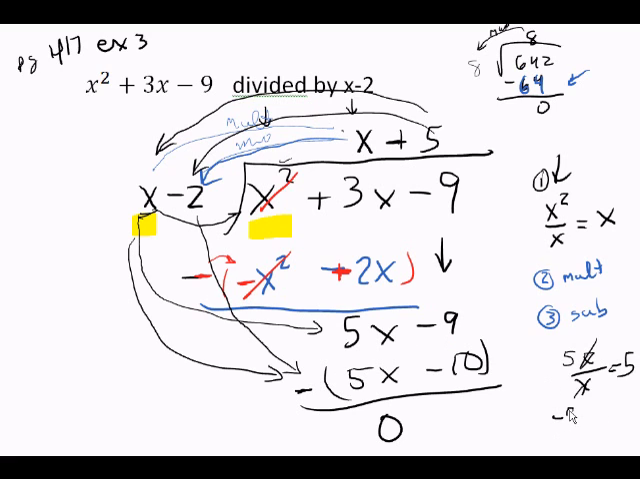5x minus 5x is 0, and so I'm not changing the sign this time. A negative 9 minus a negative 10. I think that confused you up there. A negative 9 subtract a negative 10. What do I get? A plus, yeah, a plus 1. I'd have a 9 plus 10, which is a positive 1.